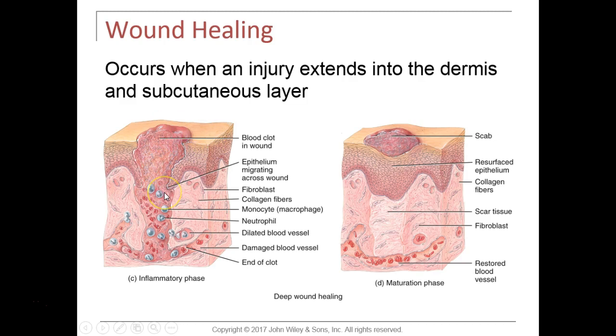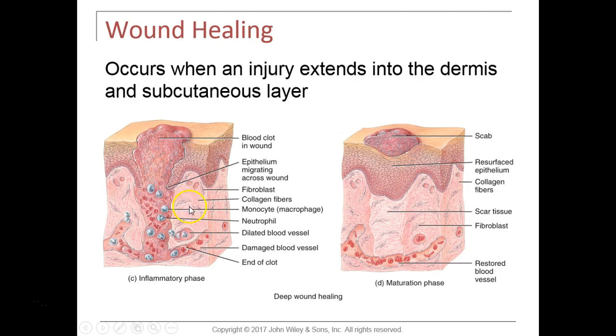So what happens here? Well, all of the cells at the bottom of the epidermis, the stratum basale, start to migrate along the wound edge that's bound together by our blood clot material. So we go through the migratory phase. During this phase, the cells migrate and then they touch each other and start to divide, which leads to the proliferative phase. They divide to replenish the layers of the epidermis.